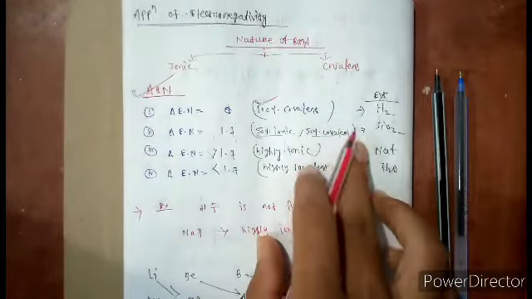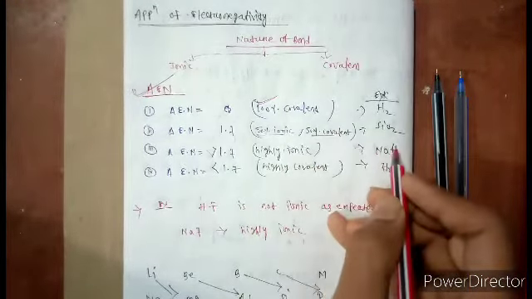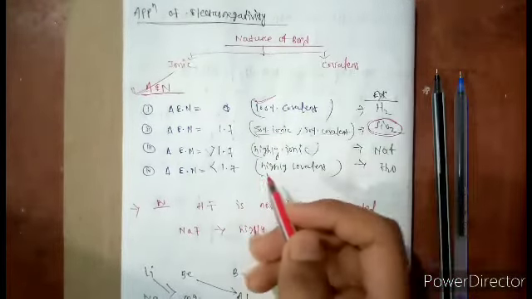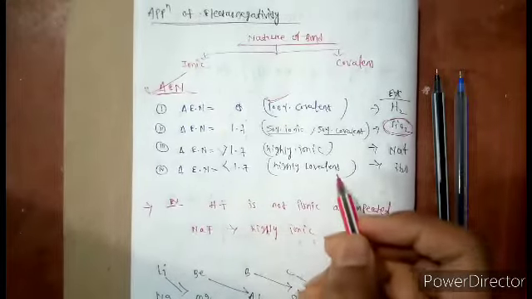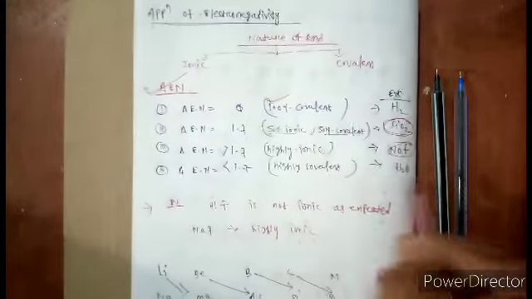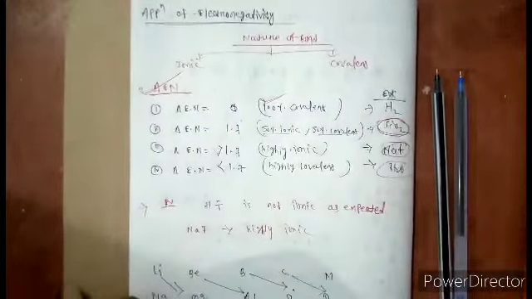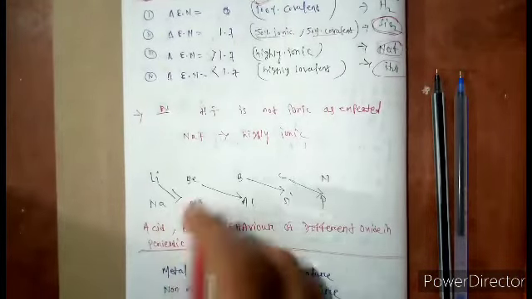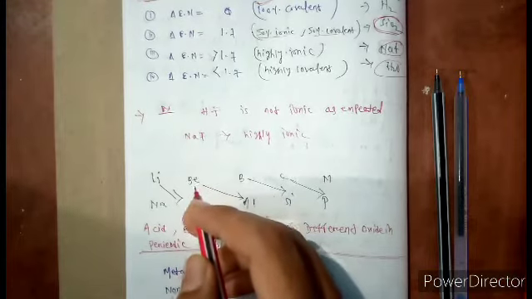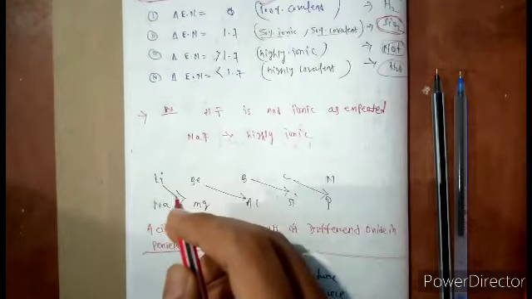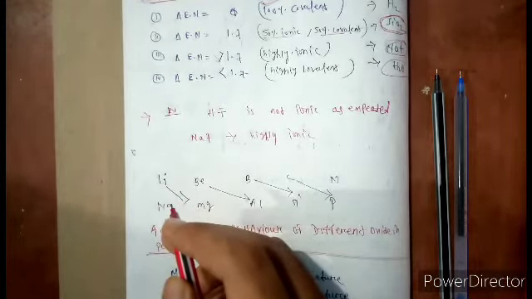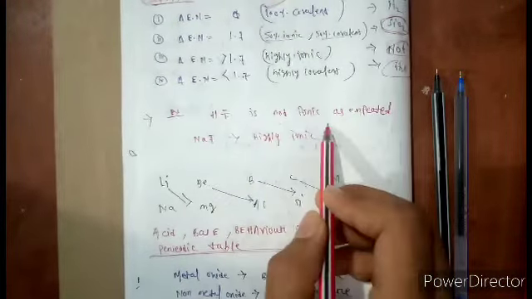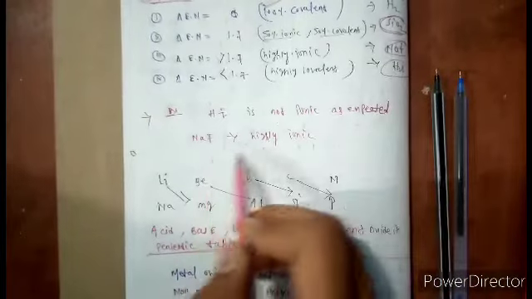Example: which is 50% ionic and 50% covalent? NaSiO2. Which is more ionic? NF. Which is more covalent? Water. HF is not ionic as expected. NF is highly ionic.